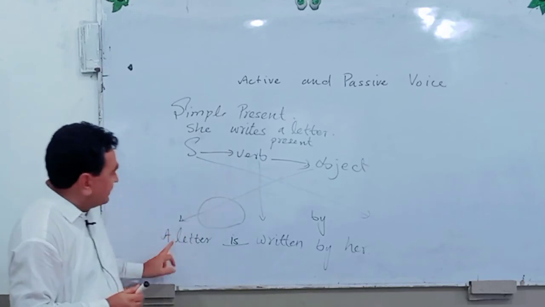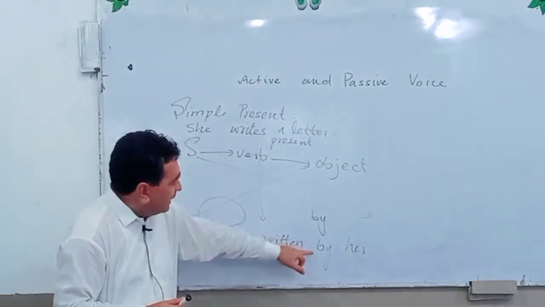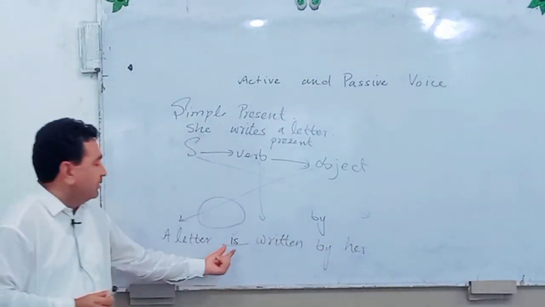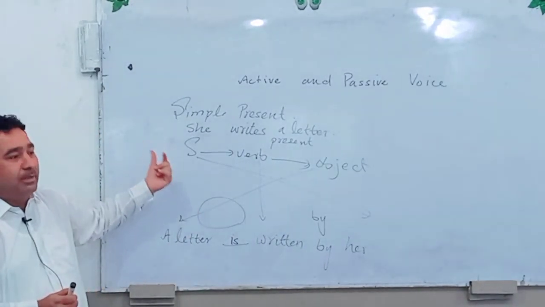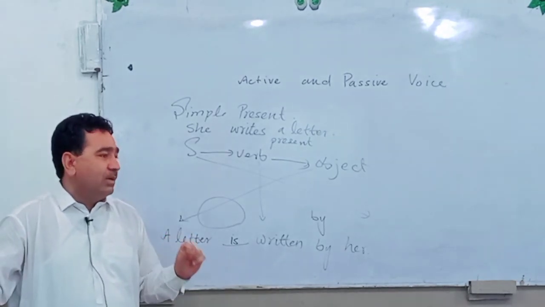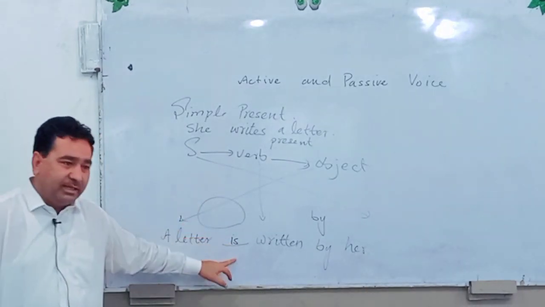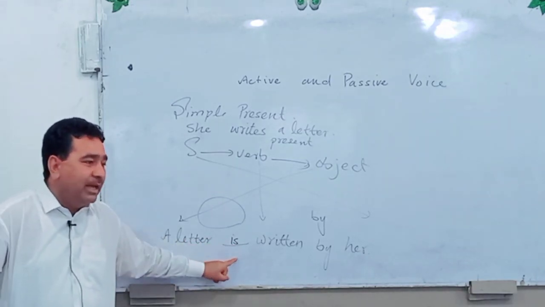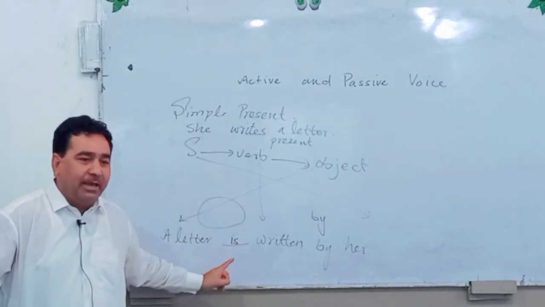So look at this. The object became the subject. The verb was changed into the past participle. By is put before the object in passive. The subject has become the object, and then one of the forms of be. But because we are talking about simple present, you will use the simple present form of be. That is is, am and are. But you have to look at the subject. If the subject is singular, it should be followed by is. If it is plural, it should be followed by are. And if the subject is I, then it will be followed by am.